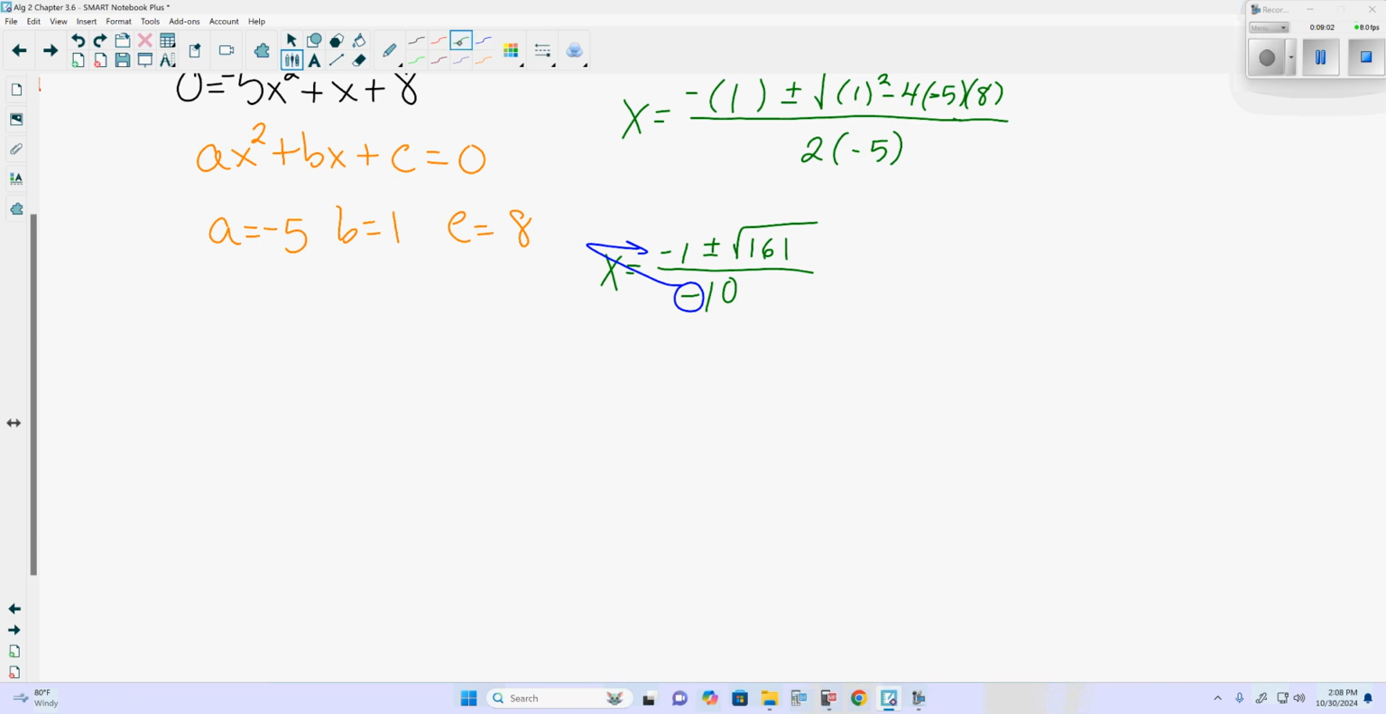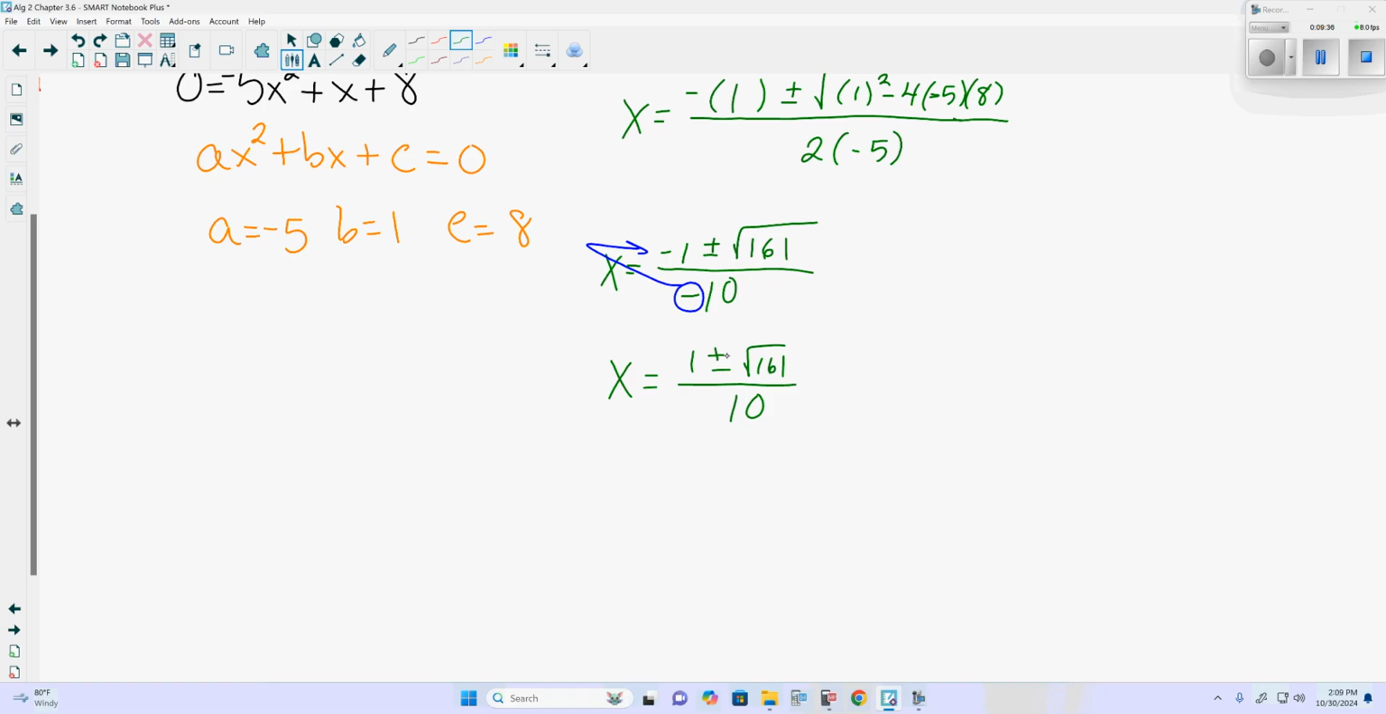So, the denominator is still going to be 10. However, our negative 1 is going to become 1. So it's going to turn the negative 1 to positive 1. Now we also have this sign in the middle. So the plus in the plus or minus is going to become minus. Well, the minus is going to become plus.